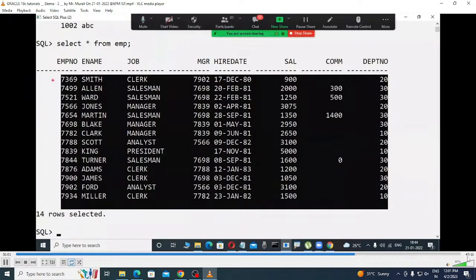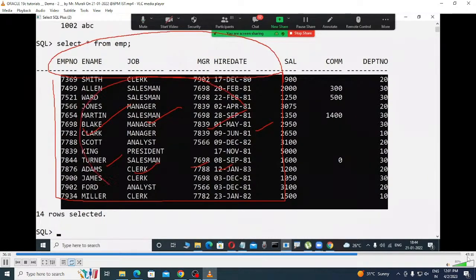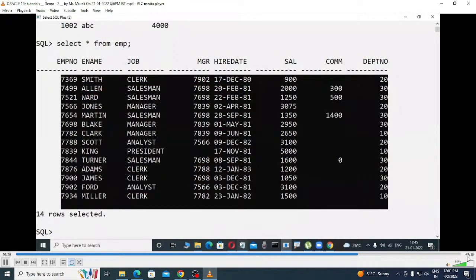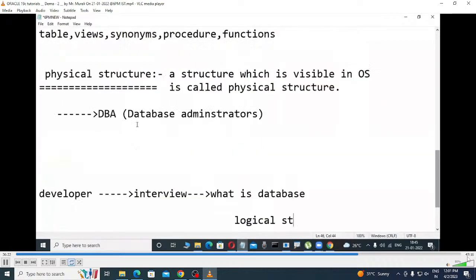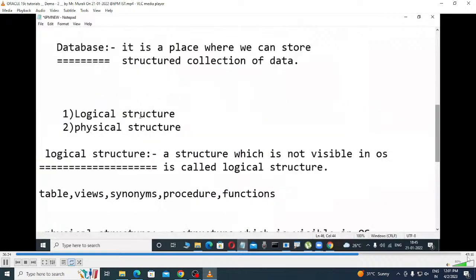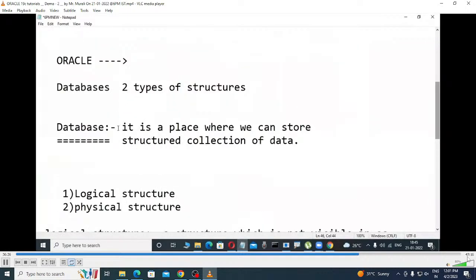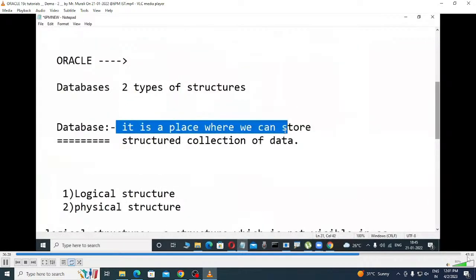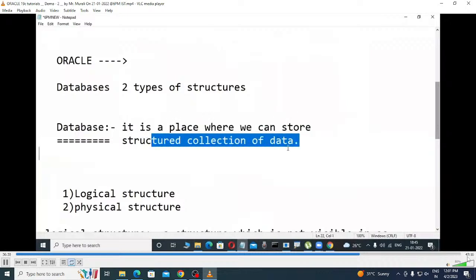Or table format, because tables, views, procedures, functions, triggers, these developers are well-known persons. So the database is a place that stores a structured collection of data, because we are learning the relational database logical side. That's why, in books, or when we type what is a database in Google, two definitions are there, but most of the developers write that it is a place where we can store a structured collection of data.